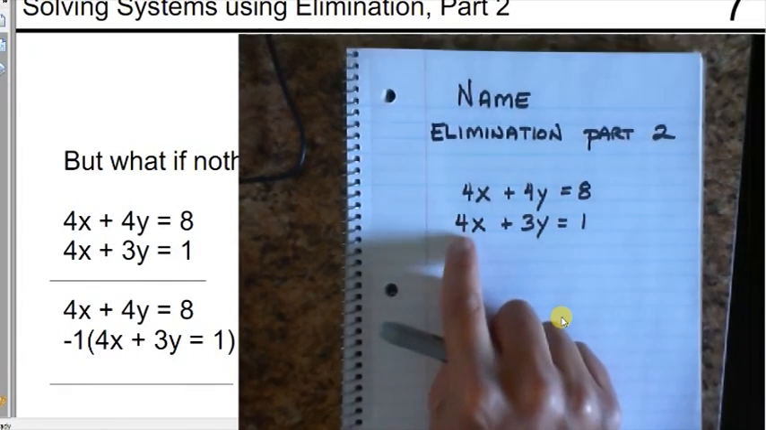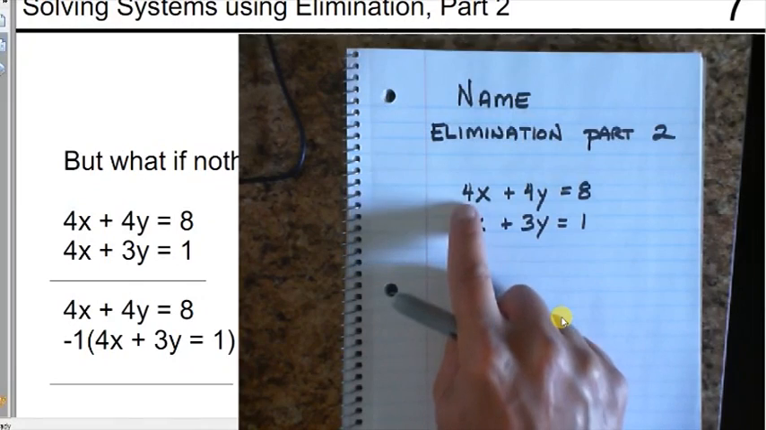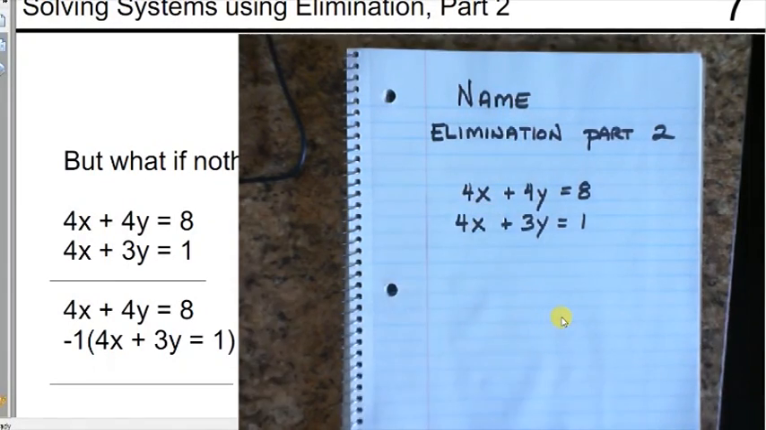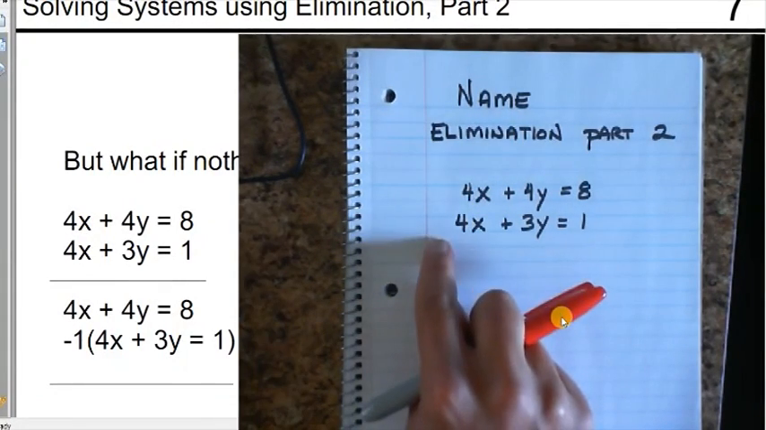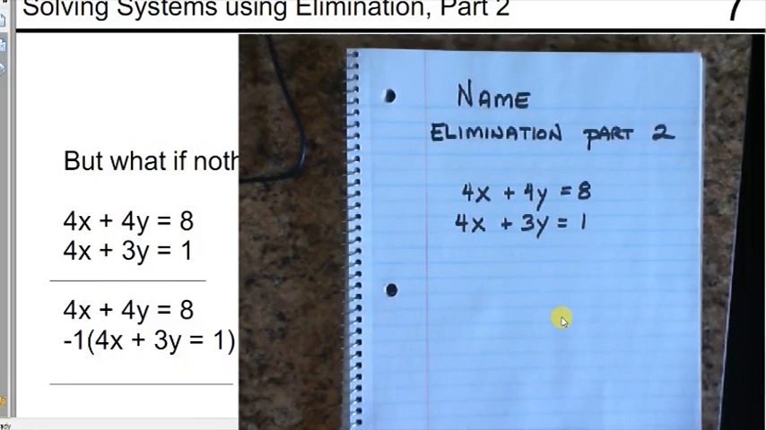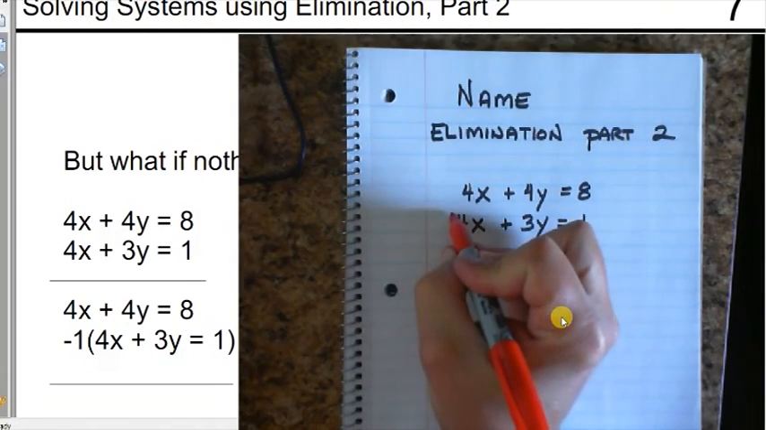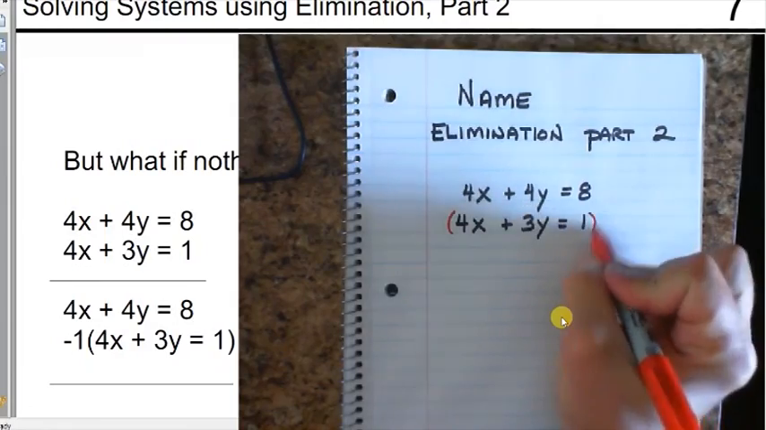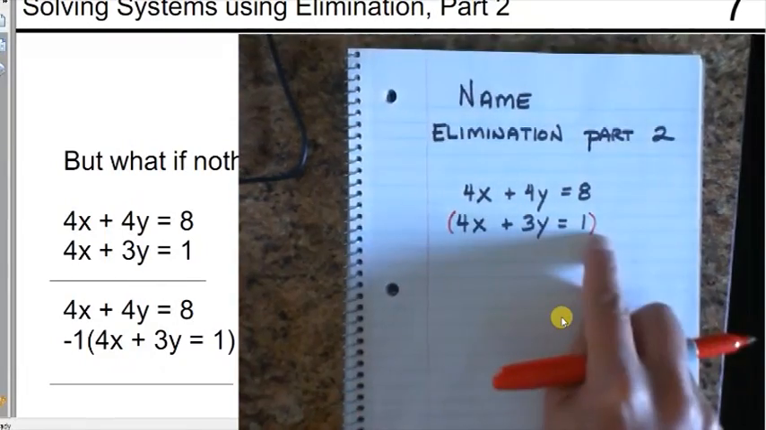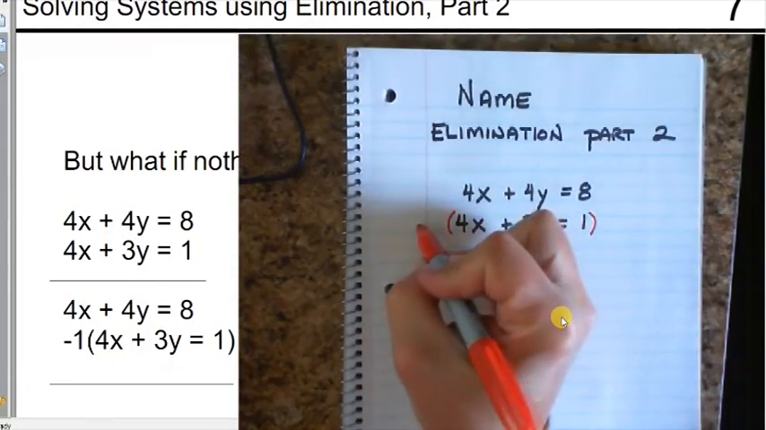I wish this was a negative 4x, or I wish this was a negative 4x. Either way, I need to convert one of these into a negative 4. It doesn't matter if I convert the top one or the bottom one. In this example, I'm going to convert the bottom one, and here's how I'm going to do it. I'm going to multiply everything by negative 1.